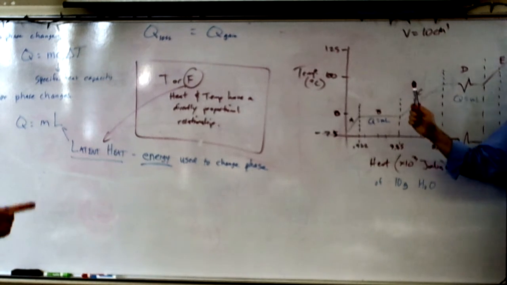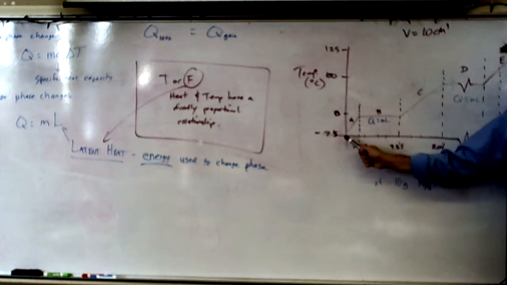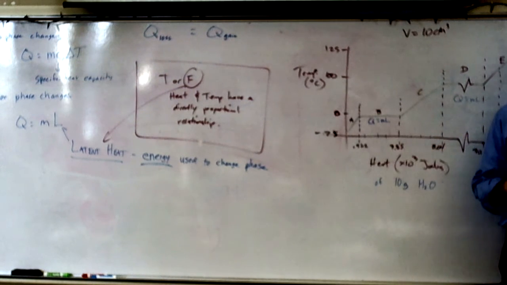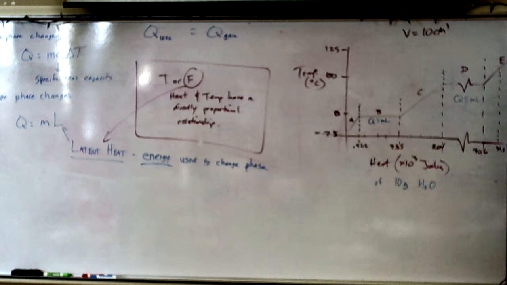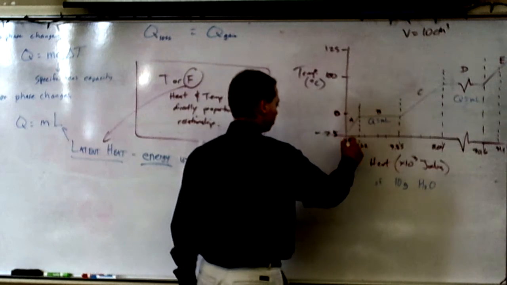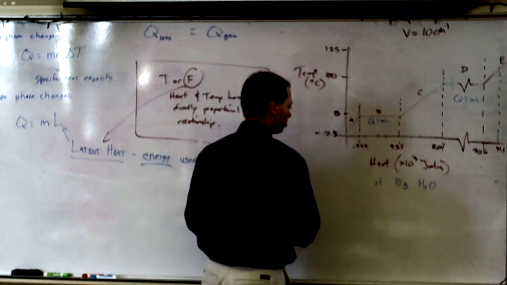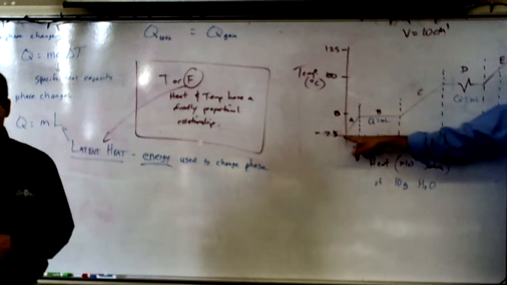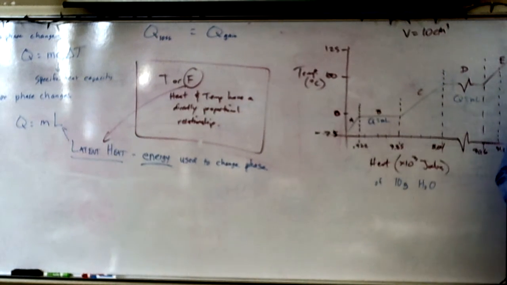So that's how much heat is necessary to raise the temperature of those. So to get water from -25 degrees C to 0, it takes 522 joules of heat. To get it from here to here, it takes 522 joules of heat.